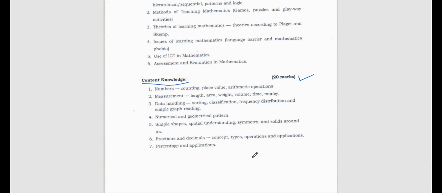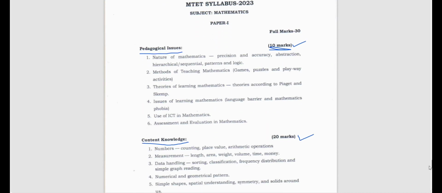Alright, now let's come back. Now let me explain to you the syllabus, alright? So under pedagogical issues, number 1, what do we have? We have nature of mathematics, precision and accuracy, abstractions, hierarchical or sequential patterns and logic.